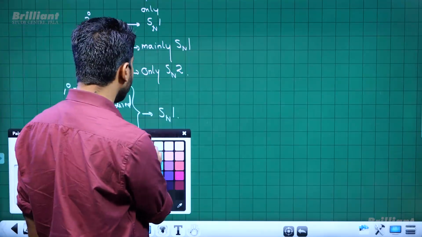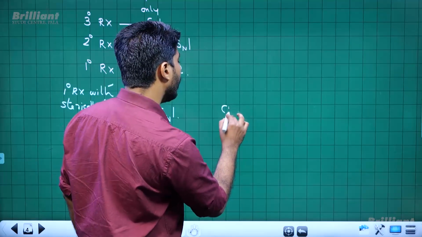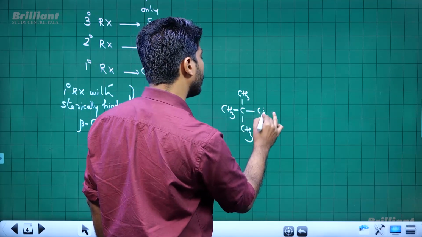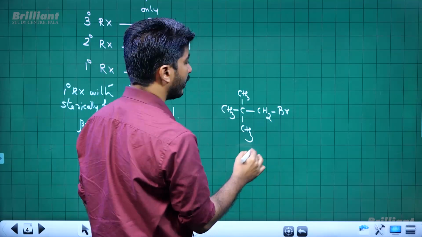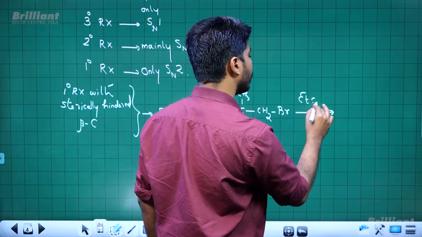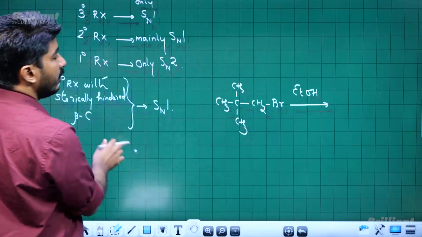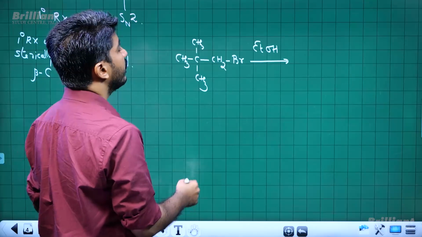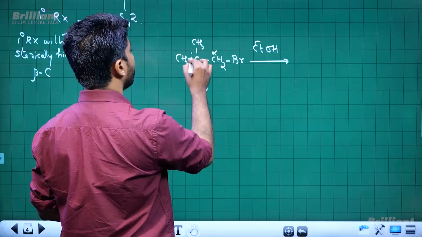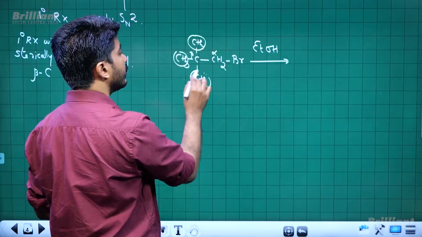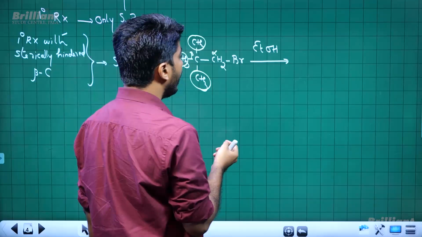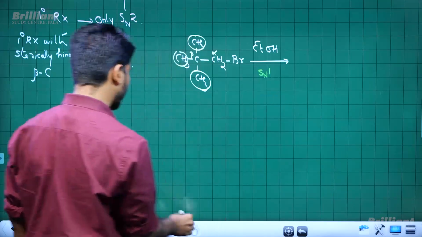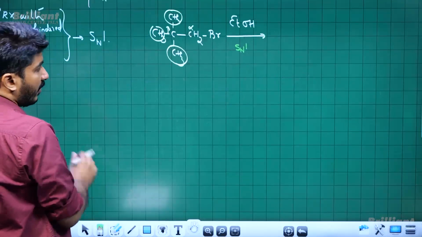Let's take one example here. Neopentyl bromide, (CH3)3C-CH2-Br. Let's say we are treating it with ethanol. If we are doing this reaction, we can see that this is the alpha carbon, this is the beta carbon. Beta carbon is too much crowded. So SN2 reaction is highly hindered here, and this happens through the SN1 mechanism, therefore.